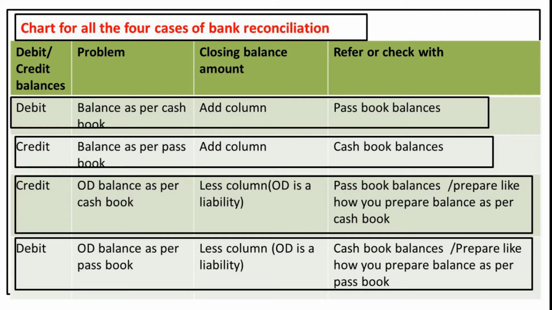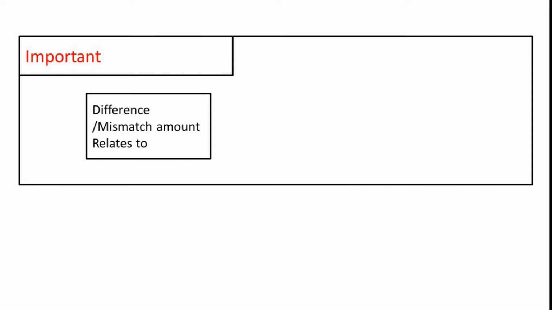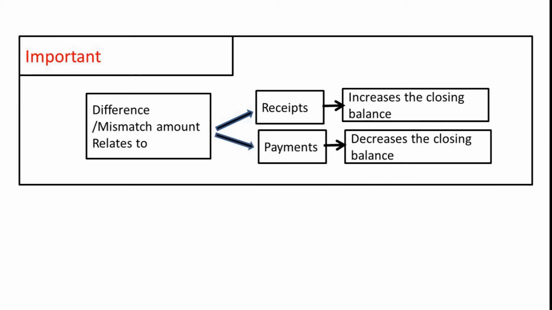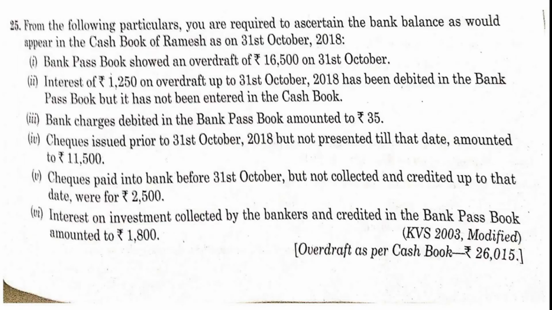So there is one more important note which we should always keep in mind while preparing the bank reconciliation statement. That is, if the difference amount is related to receipts, it increases the closing balance of both the books. If the difference amount is related to payments, then it decreases the closing balance of both the books, that is cash book and passbook. Here I have taken two problems. First we'll see the first problem.